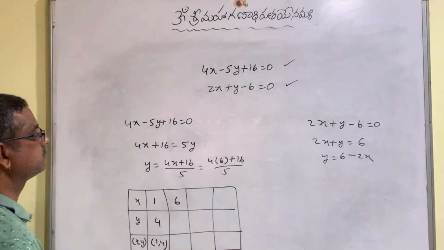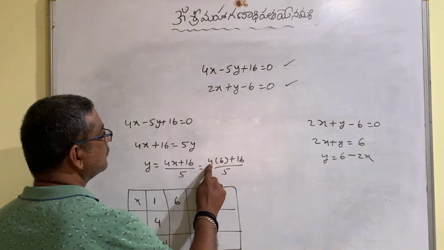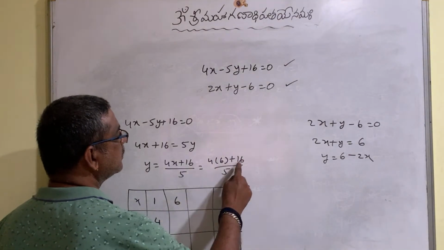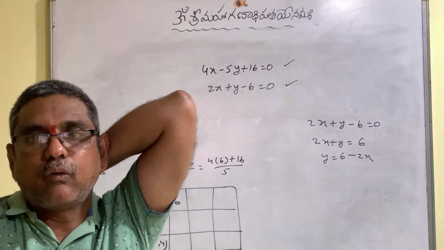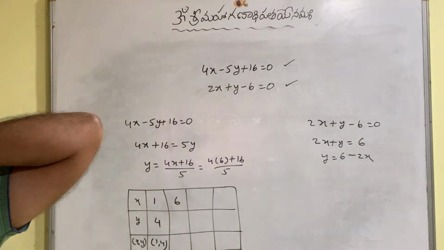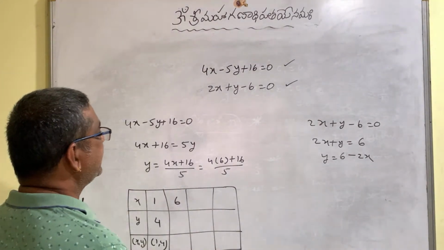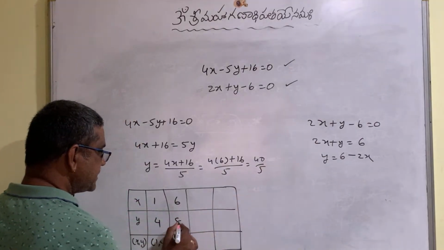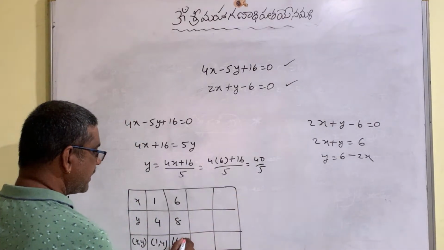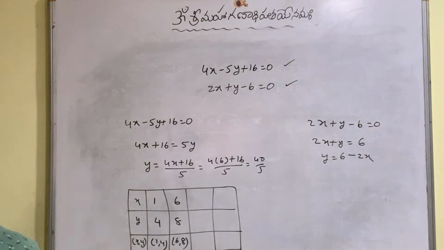x 6. 4 sixes are 24. 24 plus 16, how much? 40. 40 by 5 is 8. So (6, 8) is another solution.